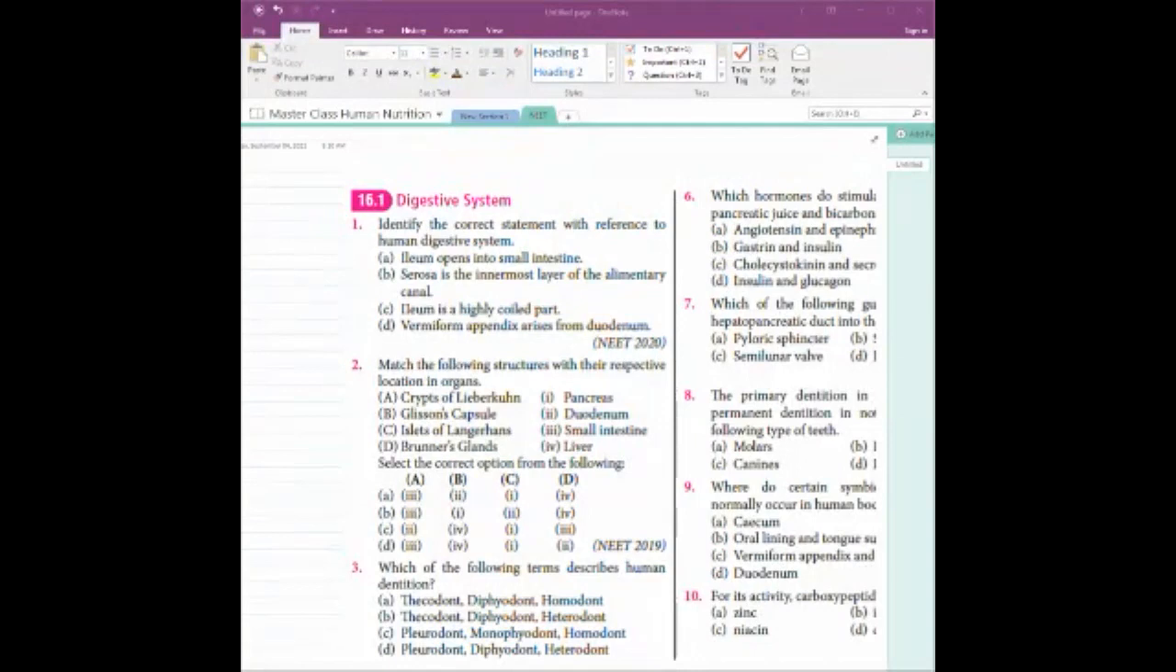Identify the correct statement with reference to the human digestive system. Ileum opens into small intestine. Serosa is the innermost layer of the alimentary canal. Ileum is highly coiled part. Vermiform appendix arises from the duodenum.